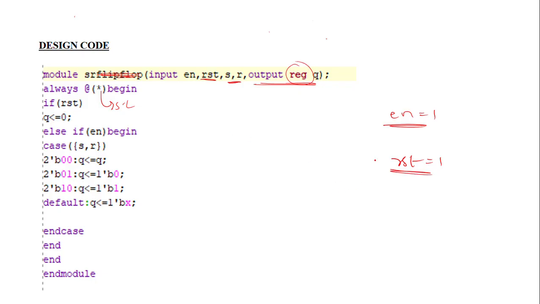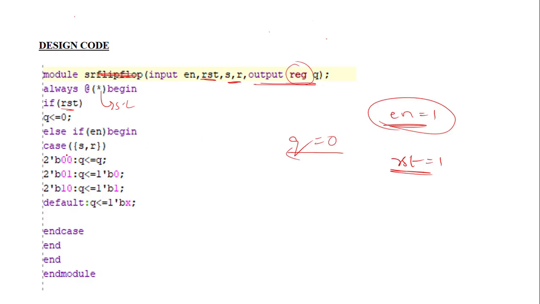So if reset, so what is reset? If reset value is 1, meaning the value is true, then Q, our next state, is going to be 0. Whatever the condition, it doesn't care, it simply goes to 0. So else, if reset equal to 0, if not reset, then what happens? So else if enable: if your enable pin is 1, then only the latch is going to work, otherwise it is not going to work.